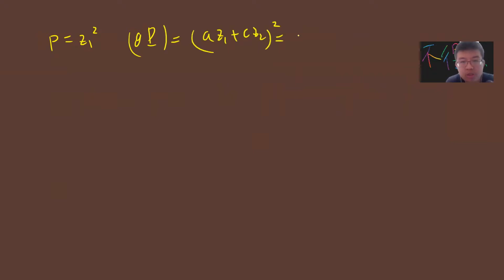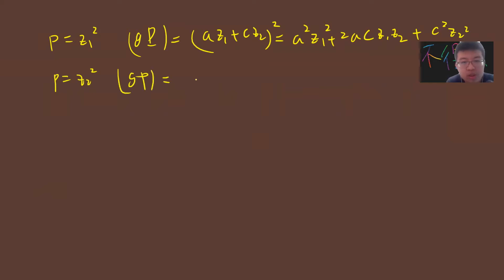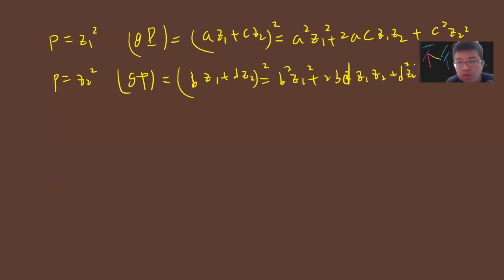Suppose P is z1 squared. What's your GP? Your GP will become (az1 + cz2) squared, so you get a squared z1 squared plus 2ac z1 z2 plus c squared z2 squared. And also let's say P is z2 squared. Then GP is (bz1 + dz2) squared, so it's b squared z1 squared plus 2bd z1 z2 plus d squared z2 squared.